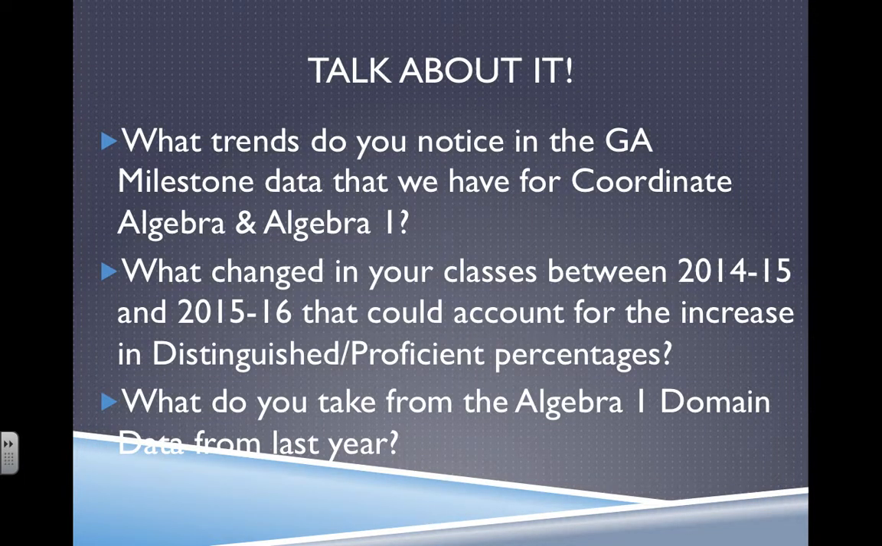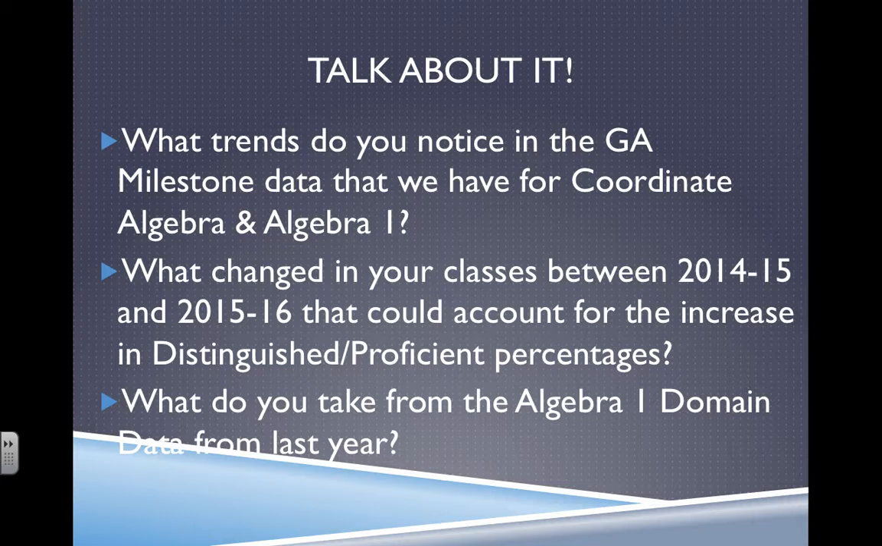Okay, so I want you to take a second and talk about it. Whether you're sitting by someone who teaches algebra, or you teach algebra, discuss what trends you notice in the Georgia Milestone data that we have for Coordinate Algebra and Algebra 1. So I sort of discussed some, but what do you notice that I didn't point out? What changed in your classes, specifically if you teach Algebra 1, between 2014 and 2015 that could account for the increase in these distinguished and proficient percentages? What did we do right? What did Model High School do that made these percentages increase?